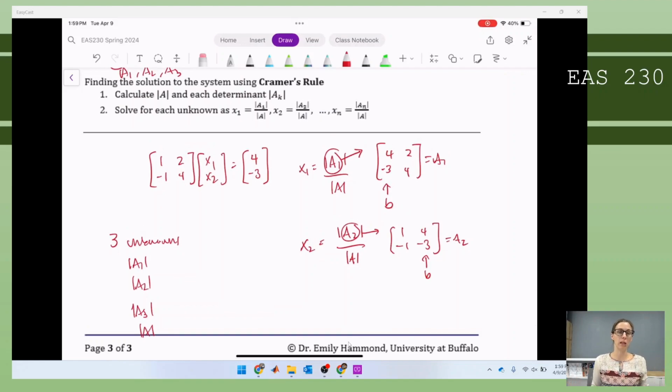So if you want to solve a system using Cramer's rule, calculate the determinant of A. In A, replace the first column with B to find A1, find that determinant. Replace column 2 with B to find A2, find that determinant. Replace the third column in A with B, find the determinant of that matrix. Find the determinant of A.